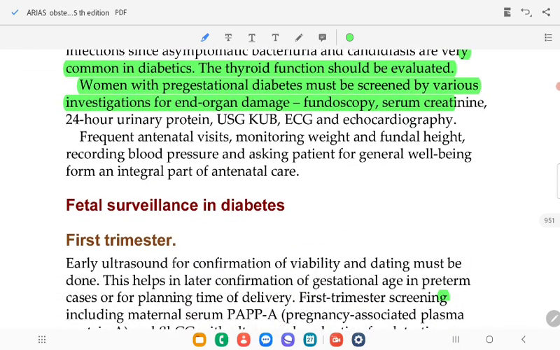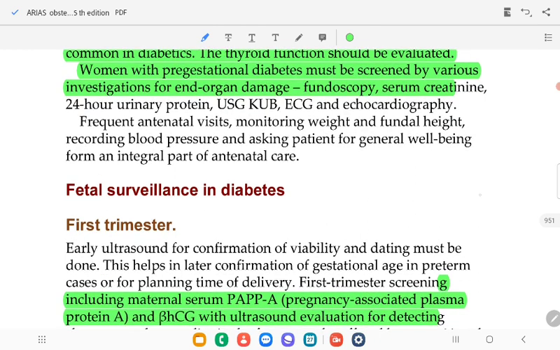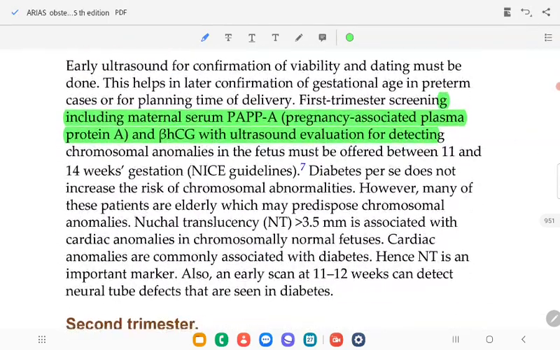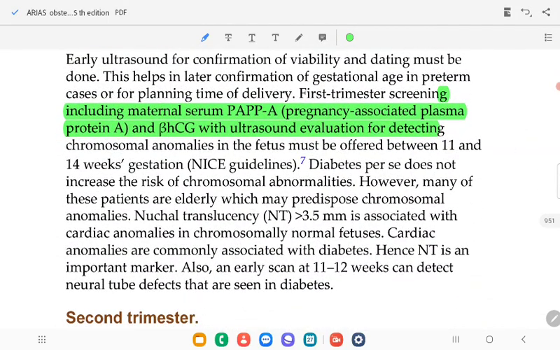Women with pre-gestational diabetes must be screened by various investigations for end organ damage, like fundoscopy, serum creatinine, 24-hour urine protein, ultrasound KUB, ECG, echocardiography. Frequent antenatal visit monitoring includes fundal height, recording blood pressure, asking the patient about general well-being, and fetal surveillance. An early ultrasound for confirmation of viability.